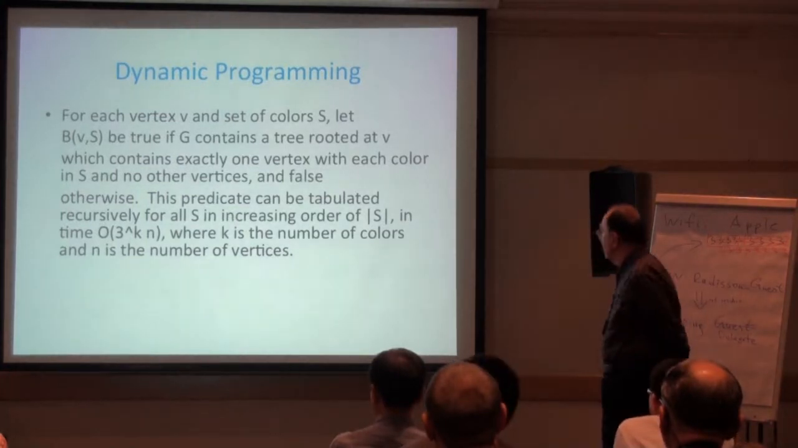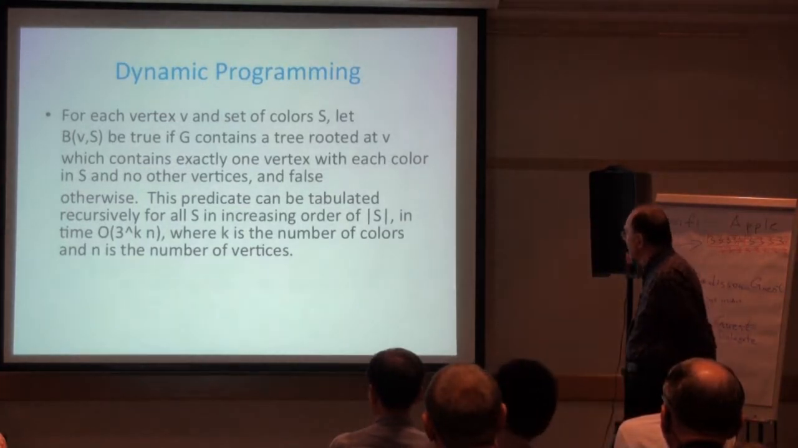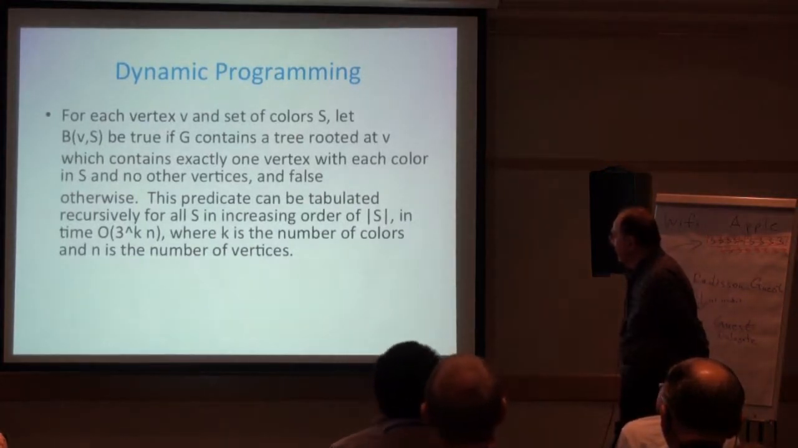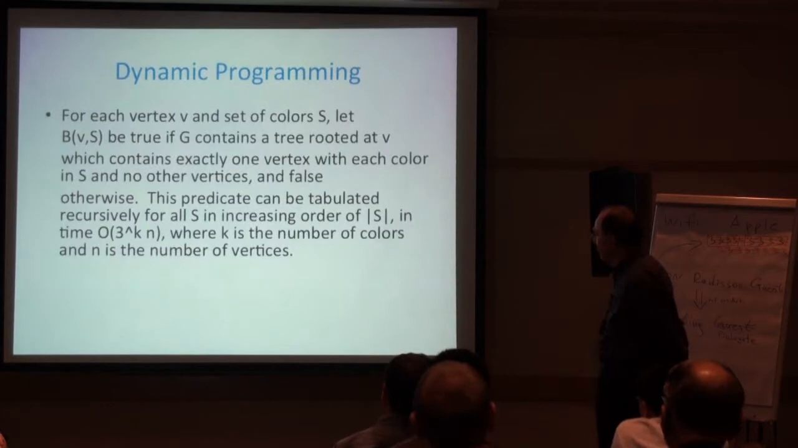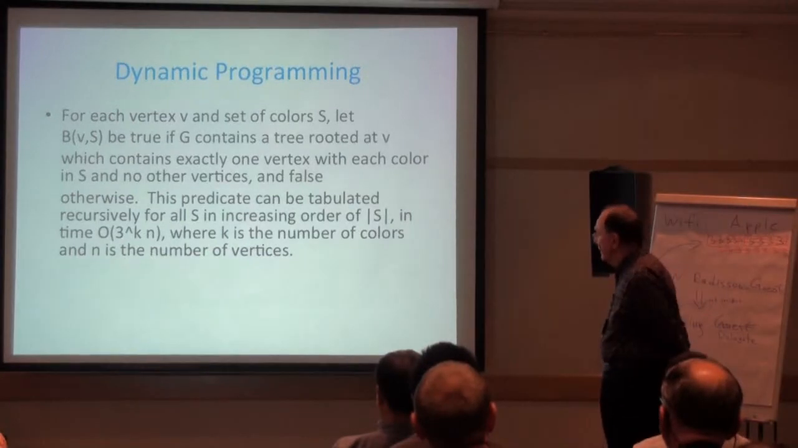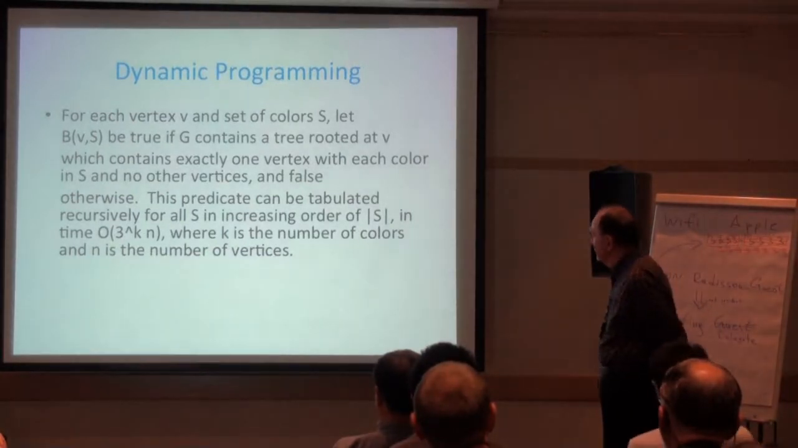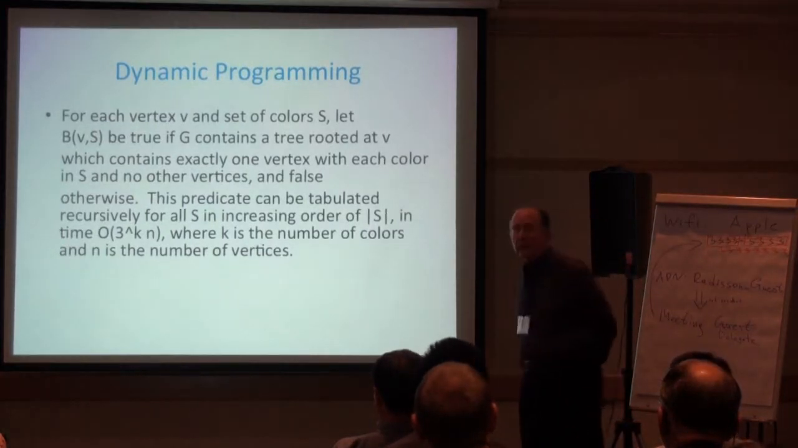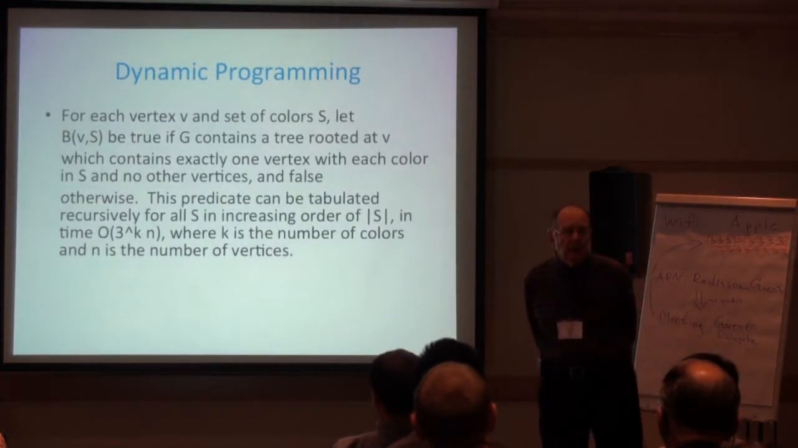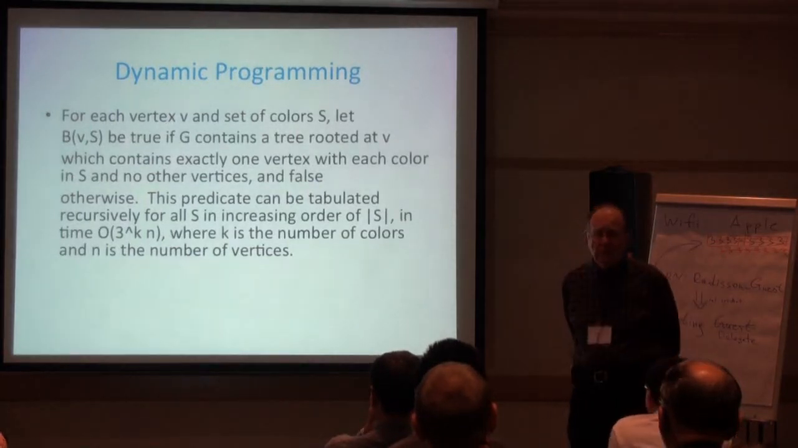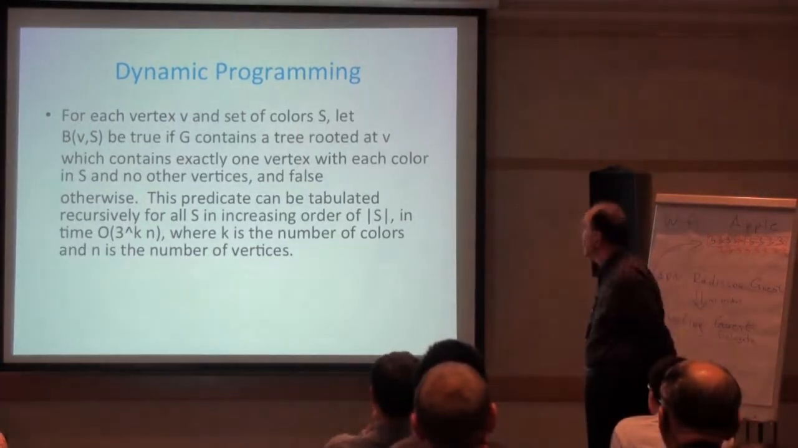And then it turns out that the predicate can be tabulated recursively in increasing order of the cardinality of S in time proportional to 3 to the power k, where k is the number of colors, times n, the number of vertices. So this is a convenient algorithm to use when the number of colors is small, but not very useful when the number of colors is large, which is the case of greater interest to us.